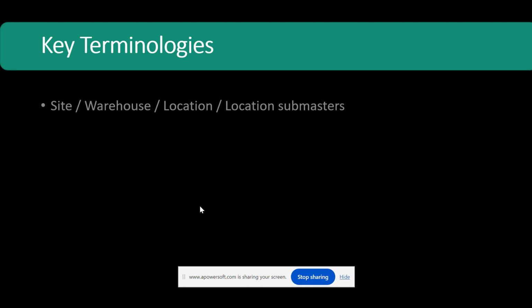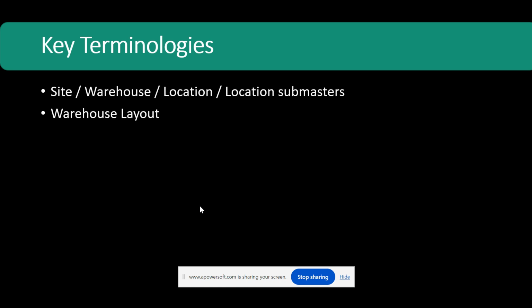What we will be covering in this session is primarily two topics. One is related to site, warehouse, location and the location related submasters. And the next one, we will also see what is a warehouse layout and what are the different types of layouts which are possible. Whenever you get into any implementation project, or even if you are an end user, how you can use the appropriate layouts in order to optimize your warehouse operations. That's what we will be seeing in today's video.